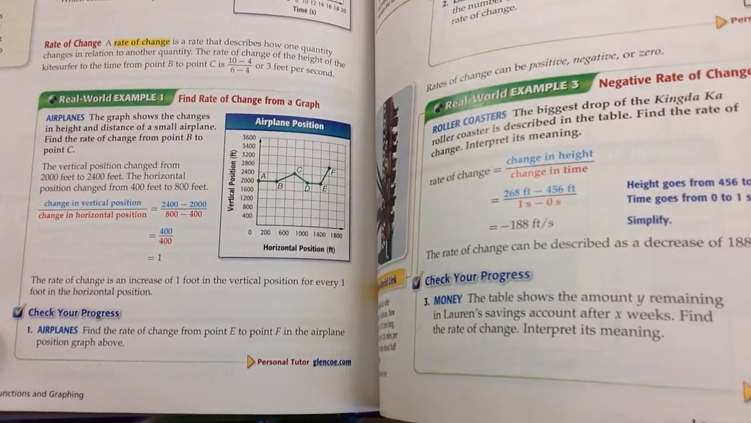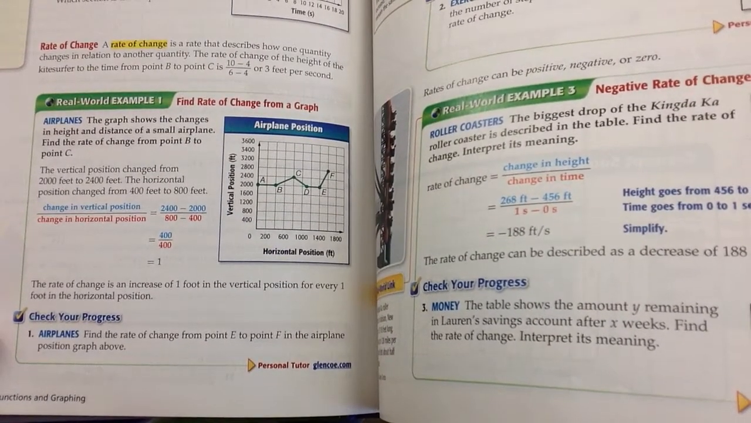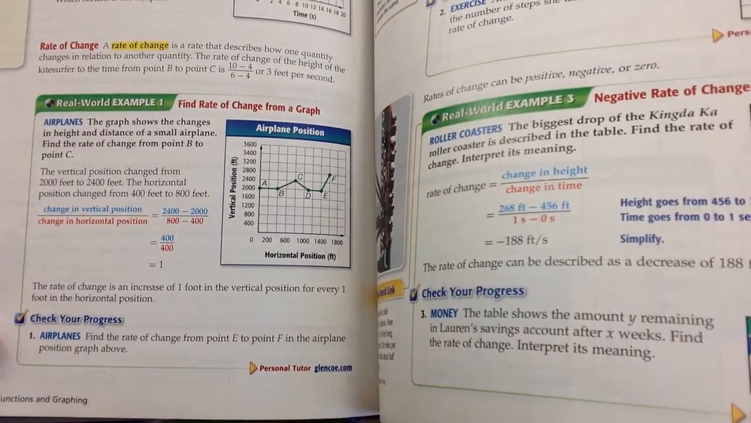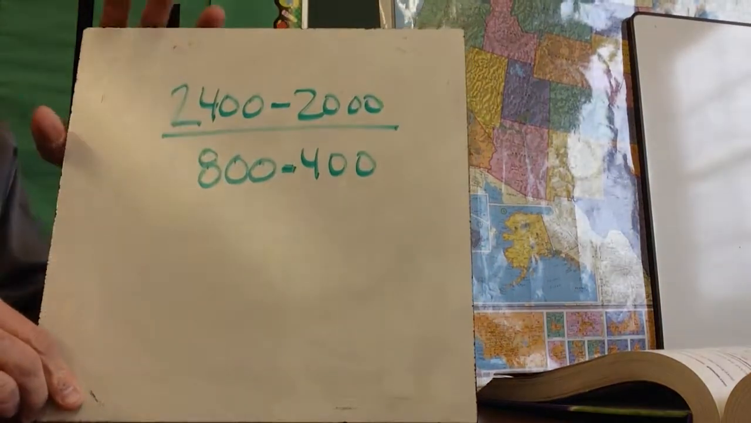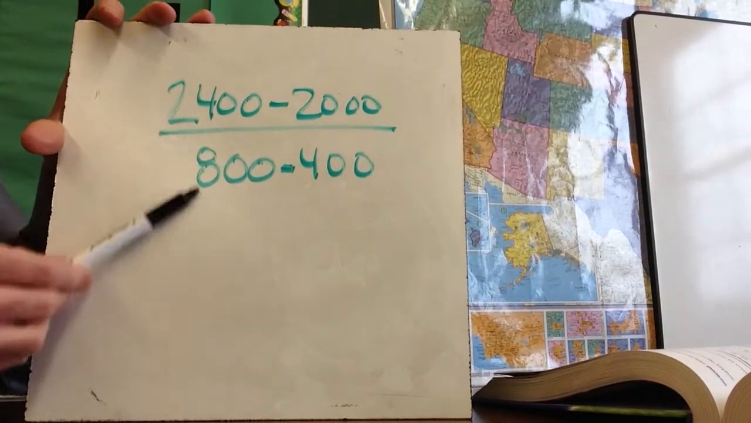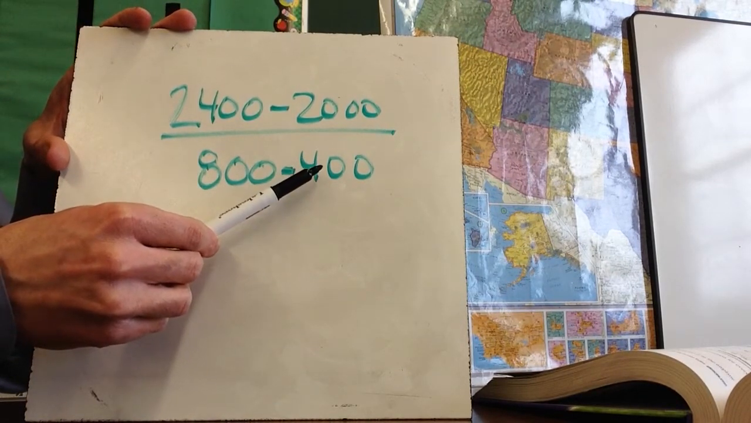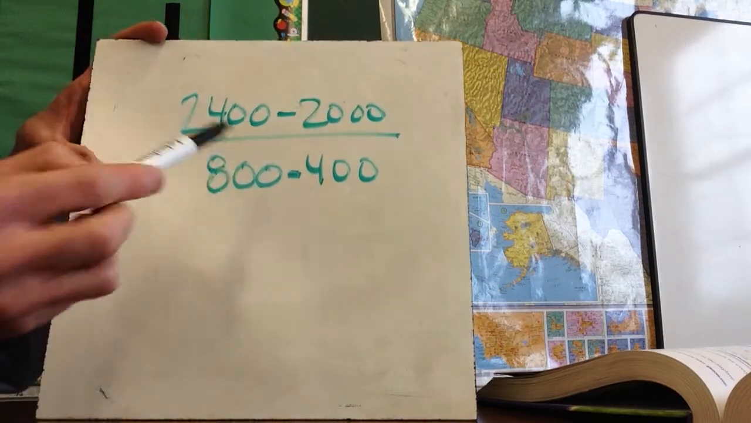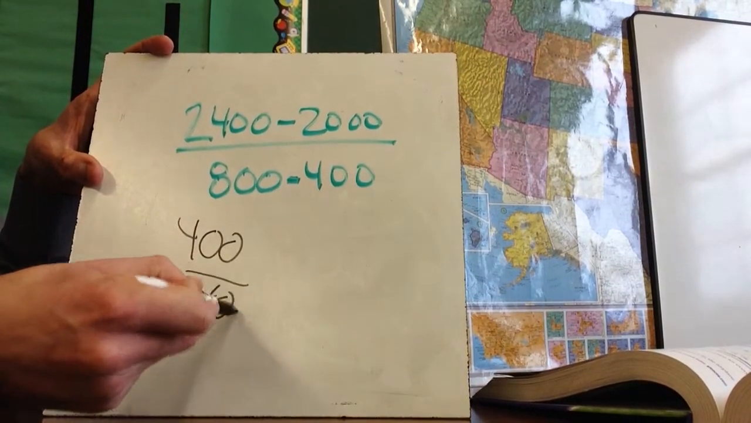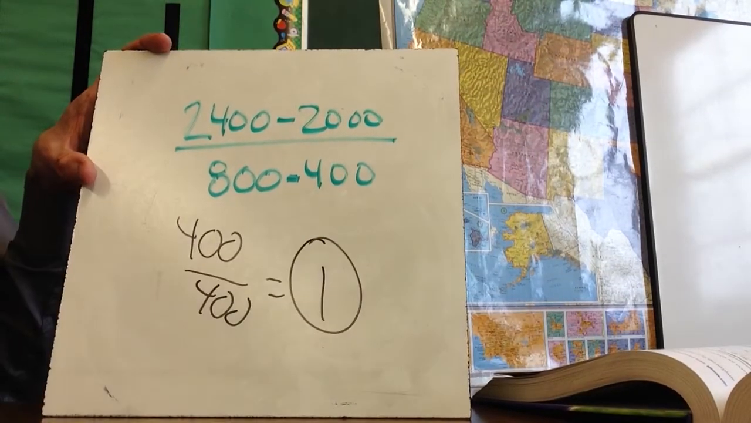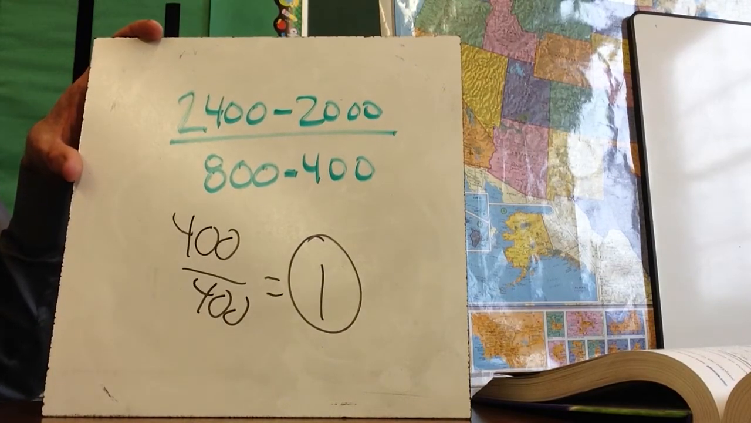And so I want to look at this difference between point B and point C. If you look on the graph at the coordinates of point B and the coordinates of point C, you're going to create something that looks something like this. Okay, and so this is point C. This is the x value. This is the y value. And then this is point B, x value, y value. And when we simplify this, this becomes 400 over 400, which can be simplified to 1. So for every 1 foot it goes up, it also goes 1 foot across.